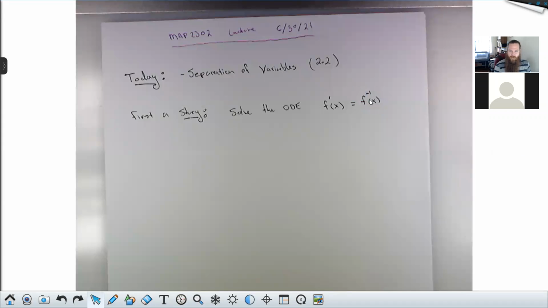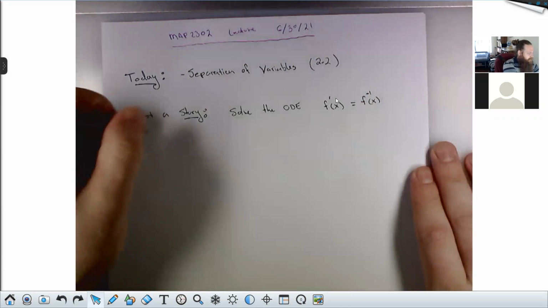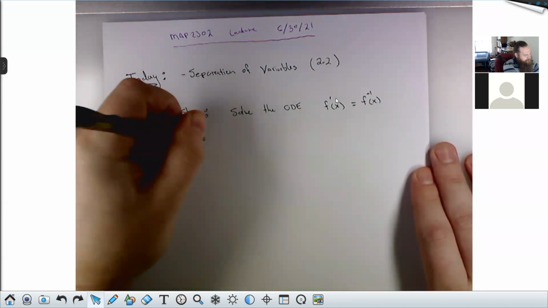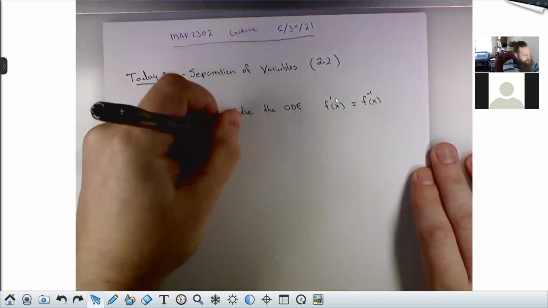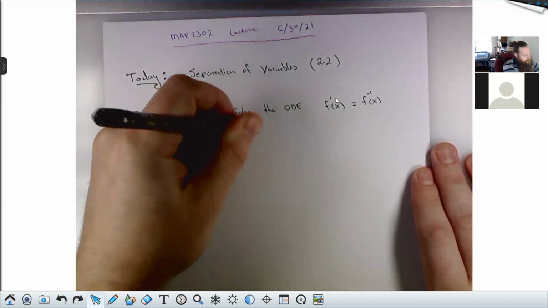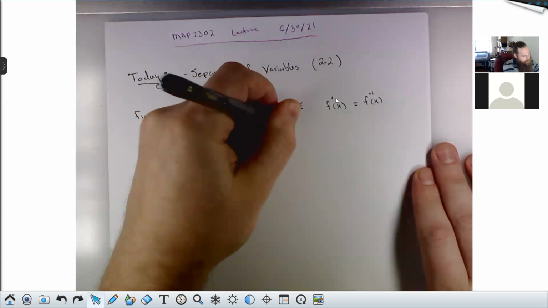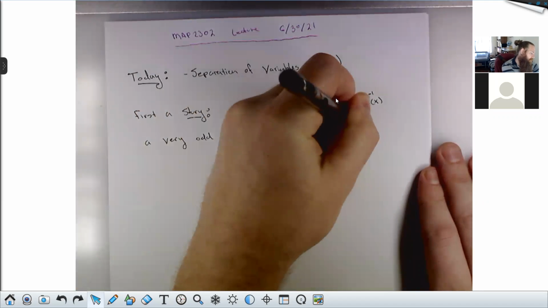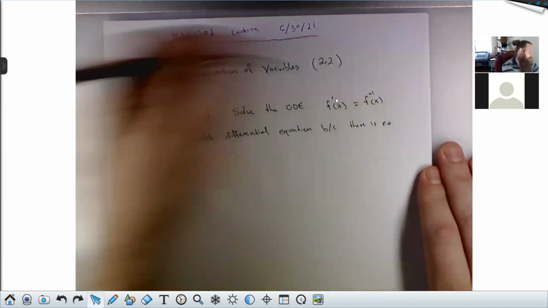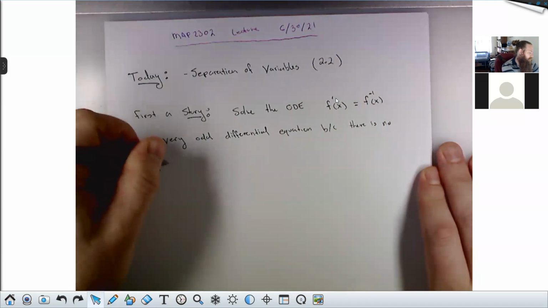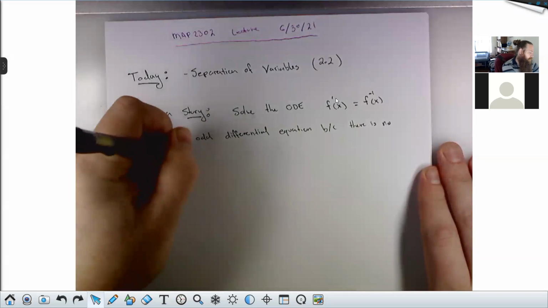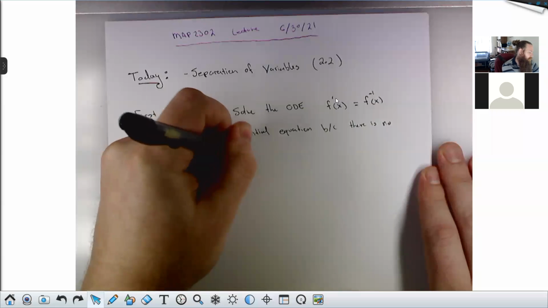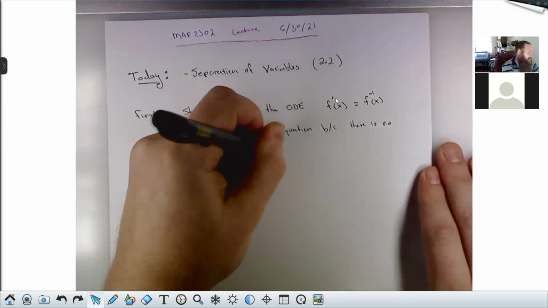And that's a strange thing, right? This is a very strange, very odd differential equation. Because there's no nice algebra formula, or calculus formula for that matter, for f inverse.